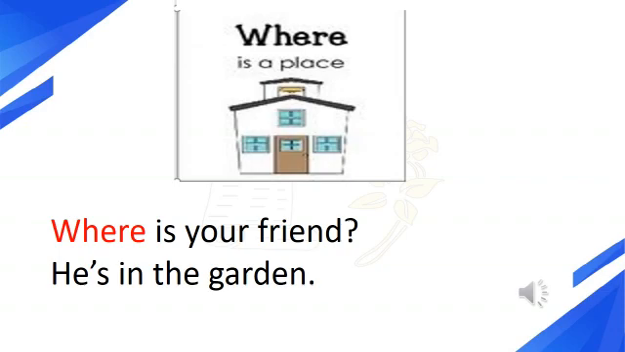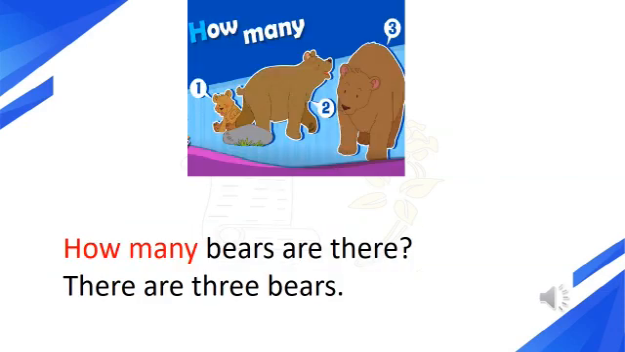Where is your friend? When we ask, where is your friend? It means you have to tell us about the place of your friend. The answer is, he is in the garden. Look at the word garden here. The word garden here means that it's a place.